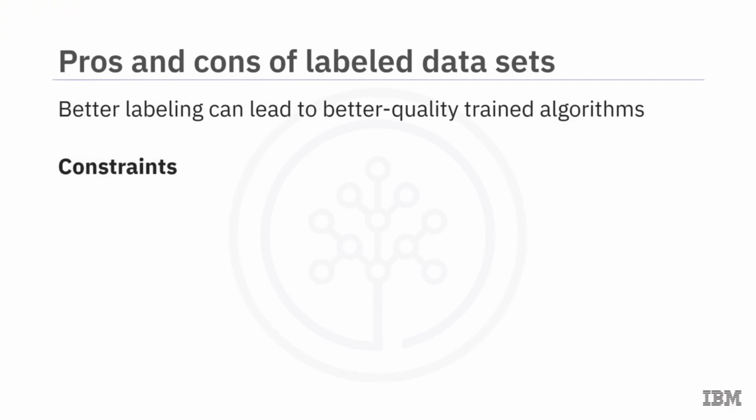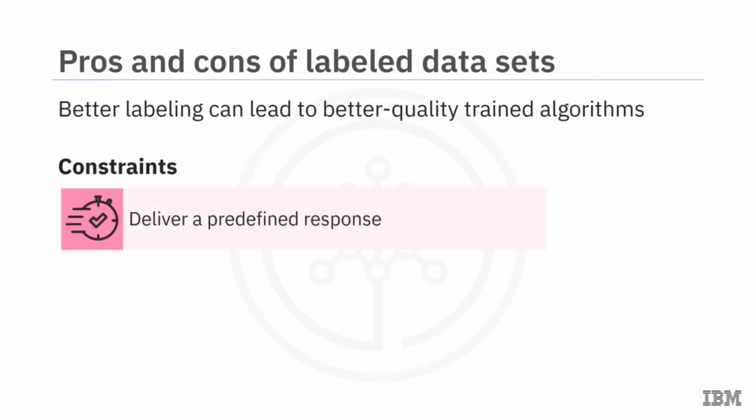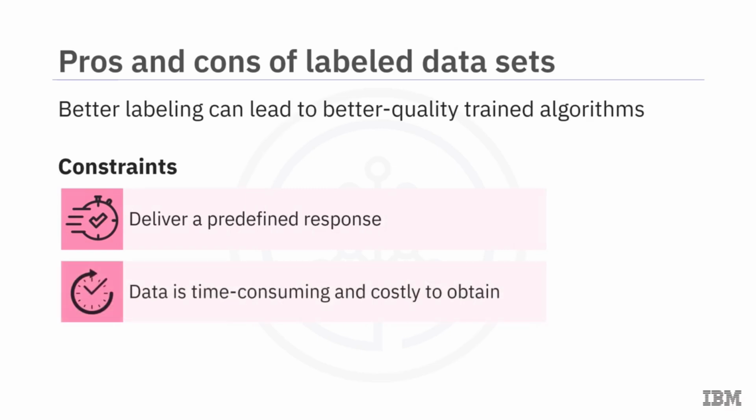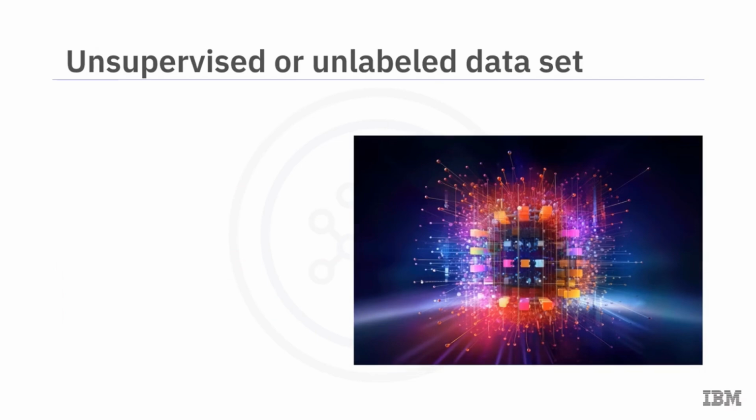Supervised learning algorithms are restricted to deliver a predefined response, and labeled data is time-consuming and costly to obtain. More often than not, deep learning algorithms are trained on unsupervised or unlabeled data, where the training data consists of input data without explicit target outputs.